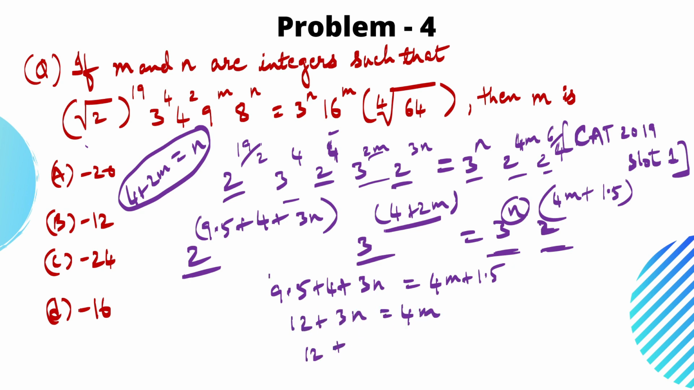12 plus, what is n? n is 4 plus 2m. So 3 into 4 plus 2m is equal to 4m. So let me write it here. So now this is equal to 24 plus 2m is equal to 0.